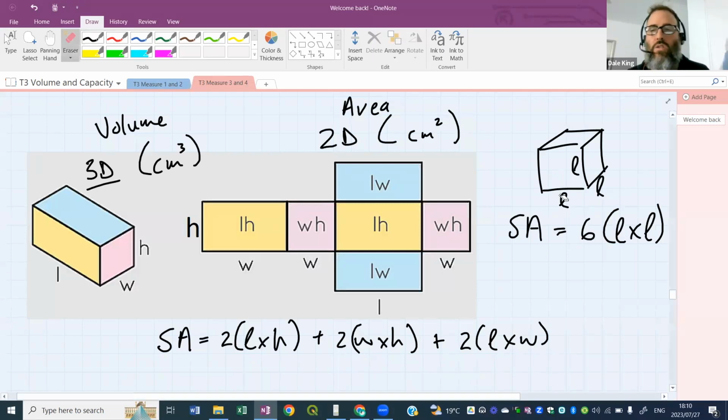They don't often show you that formula in an exam situation. They sometimes give you the long one instead. But if you see it like this, it's because it's a cube and all the sides are the same. All right, just remember they give you these formulas.